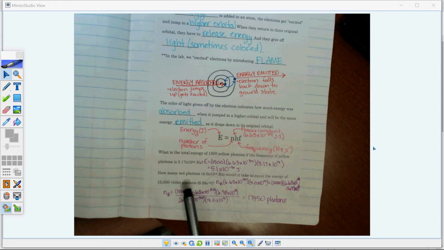This one's a little tougher because it says how many red photons of that particular frequency would it take to equal the energy of 10,000 violet photons of that particular energy.